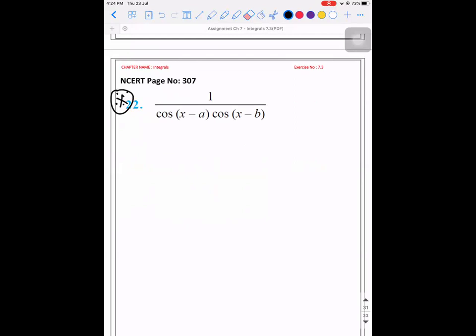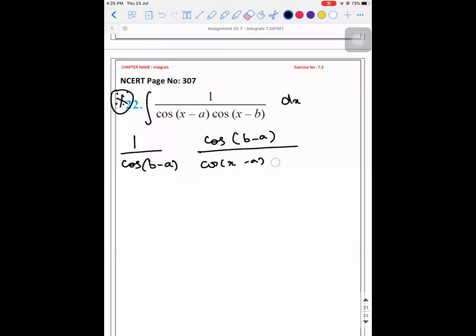See here in this question, what are all the constants you have in your hand? A and B, right? So what I will try to do is write the numerator and denominator in terms of A and B. So I will write it as 1 by cos of B minus A into the integral of, first I will solve it, then at the end we'll put the integral of dx. So cos of B minus A, accepted? Can I write it like this? Divided by cos of A into cos of x minus B.